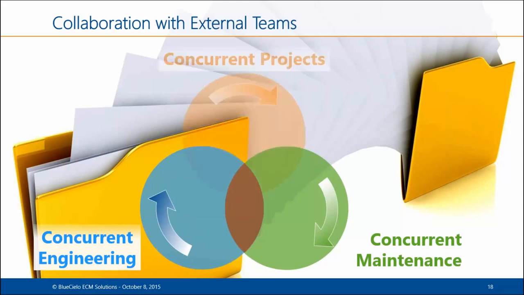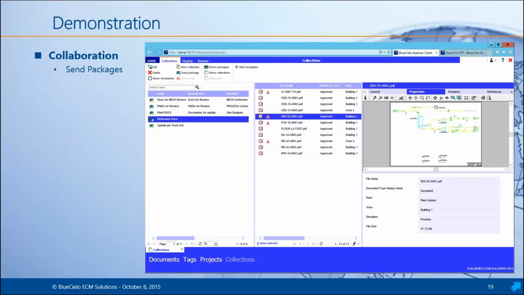Add to this the fact that major projects are being planned simultaneously, the need to communicate as well as share accurate information increases. Blue Cello Meridian actually offers several ways to accomplish these, and we'll dive into a couple of them. So first of all, let's take a look at how we can easily send out packages of documents to external parties from an easy-to-use and available to everyone Blue Cello Explorer.